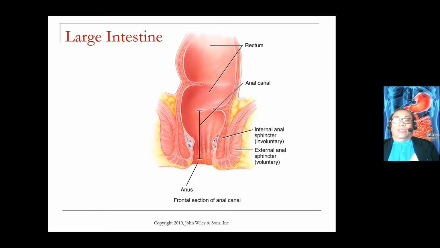Okay, so meaning to say, when the internal anal sphincter relaxes, there is already that strong urge to defecate, but it still can be prevented when you contract the external anal sphincter, especially if you feel that the location or the situation is not the ideal time and place to defecate.